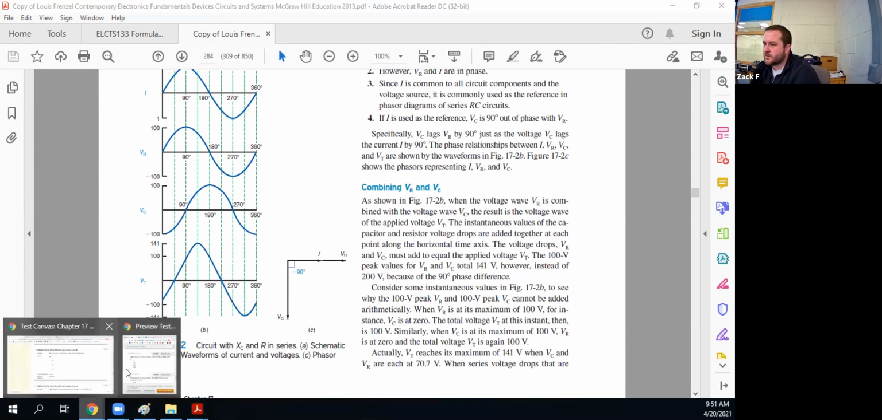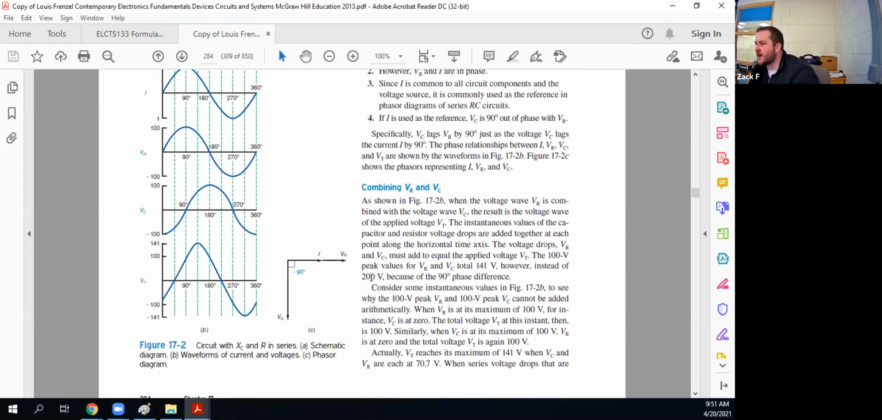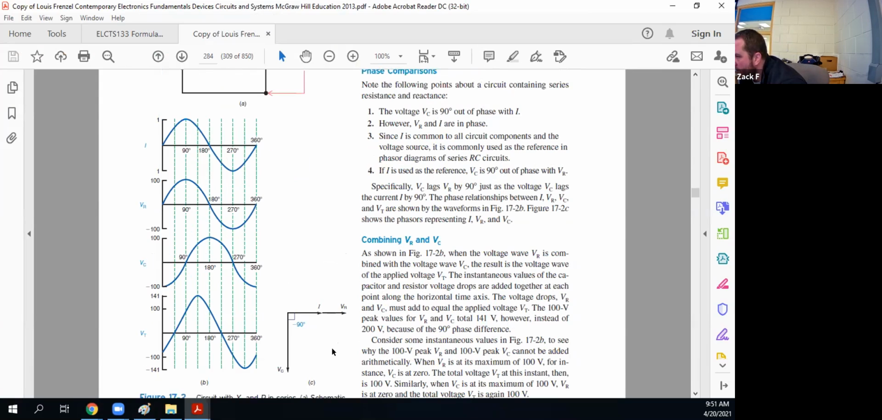The question is, when R and X sub C are in series, I and IR have a phase shift of what? And the answer is 0 degrees. I and IR. Yeah, then put the I sub R.